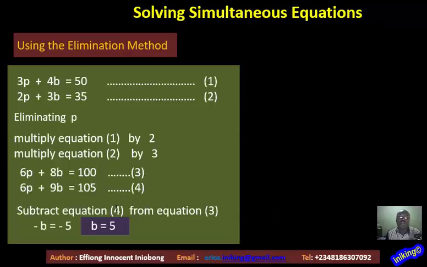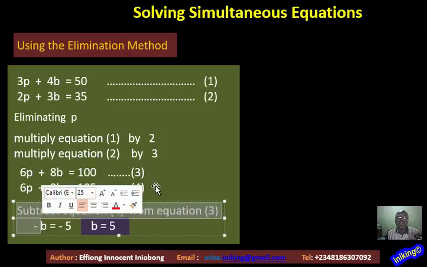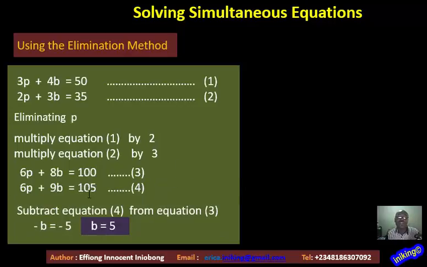So here we subtract equation 4 from equation 3. That means 6P minus 6P gives us 0, 8B minus 9B gives us minus B, and 100 minus 105 gives us minus 5. Multiplying both sides by minus 1 gives us B as 5. So now we have obtained B. What about P? We simply take the value of B that we have, put it into any of the equations we like, maybe equation 1 or equation 2, and use that to get the value of P.